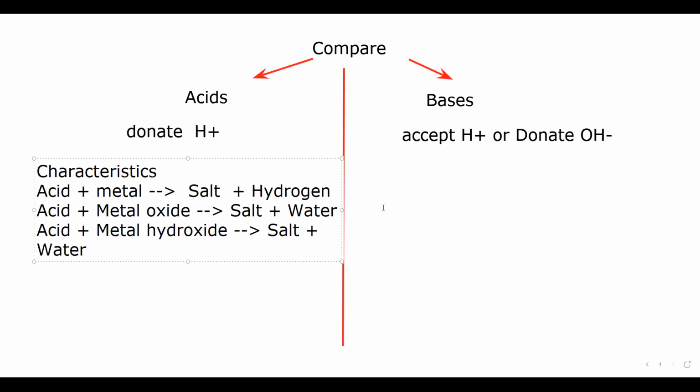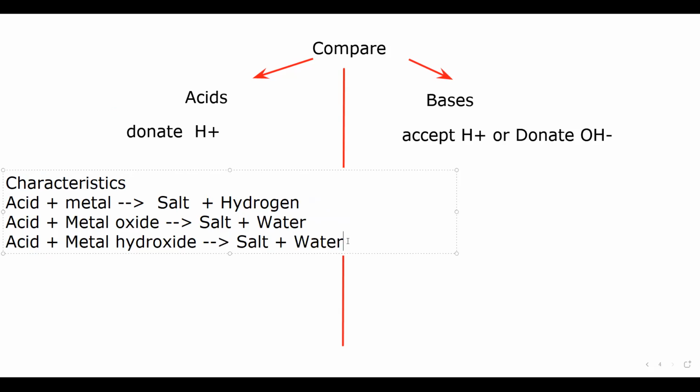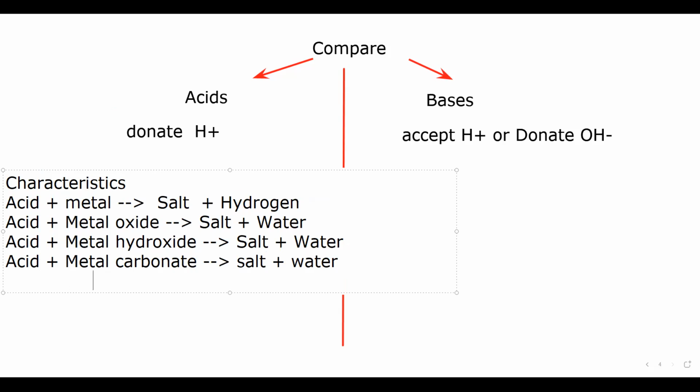And the last characteristic, when acid is reacting with metal carbonate, this will result in a formation of salt, water, and another product which is carbon dioxide. So these are the products which are formed when acid is reacting with these substances. But what are the characteristics for base?